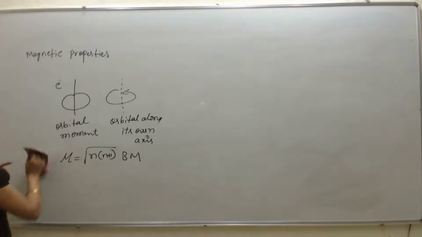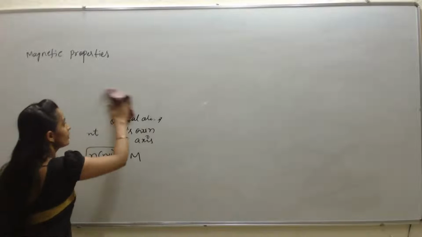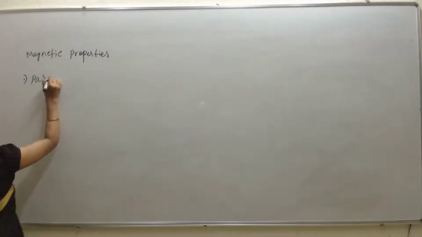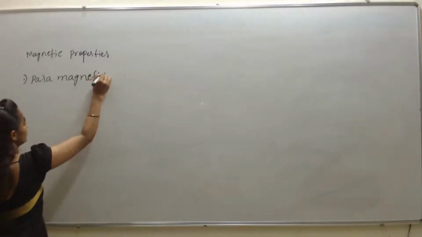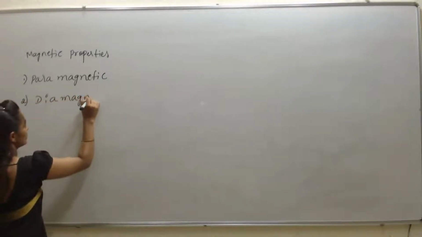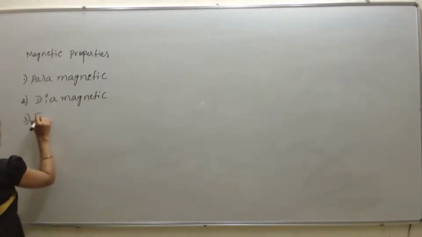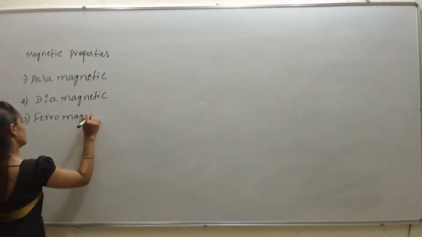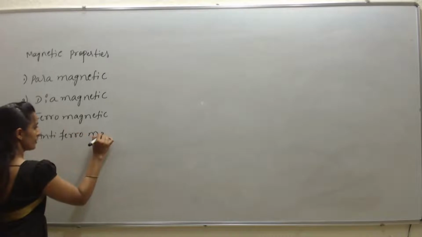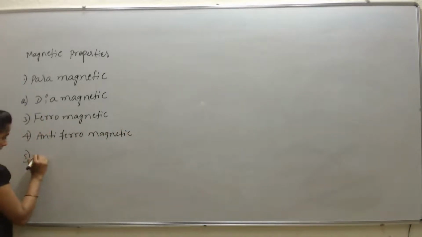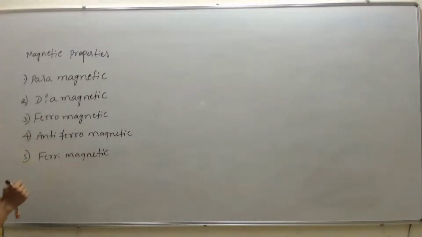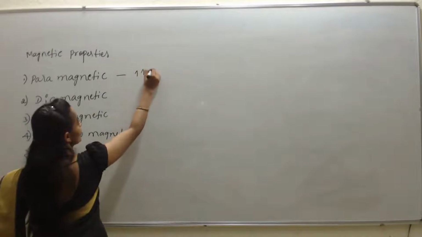Based on this magnetic moment, the solids are classified into 5 different types. I already clearly explained this. One is paramagnetic. Second, diamagnetic. Third, ferromagnetic. Fourth, antiferromagnetic. Fifth, ferrimagnetic.